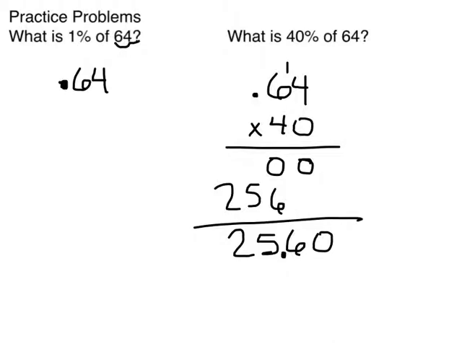Now 50% is half, right? 50% of 64 would be 32. So we're looking for a number a little bit smaller than 32. We're asking ourselves, does this answer make sense? And yes, when we look at it that way, it really does.